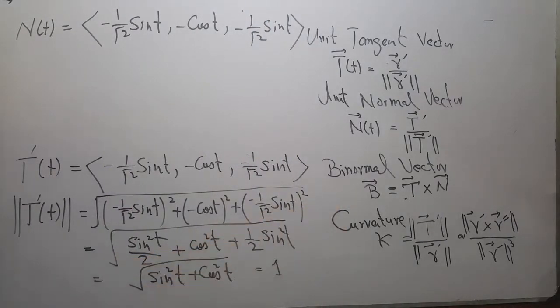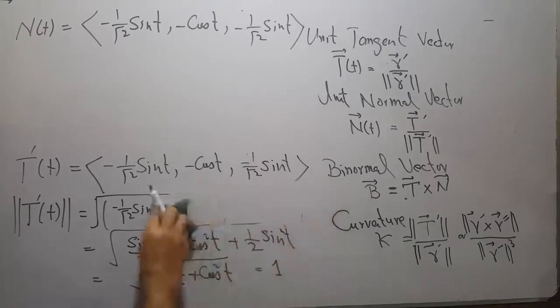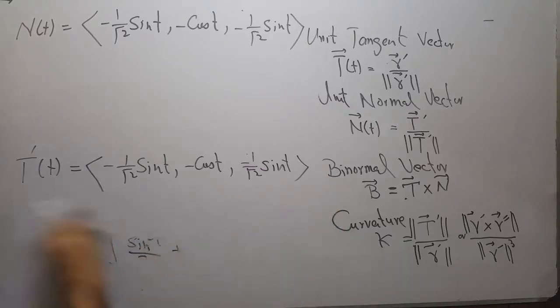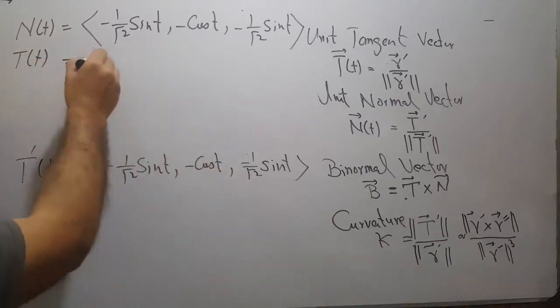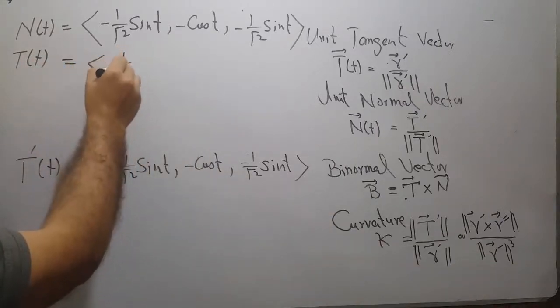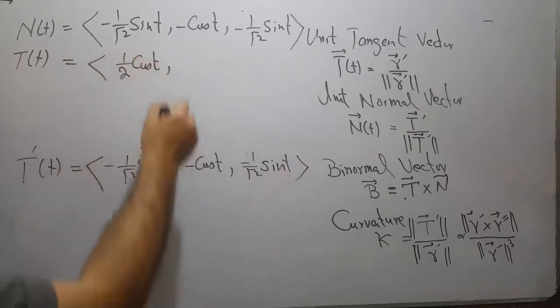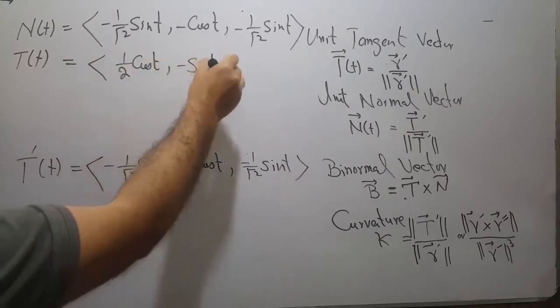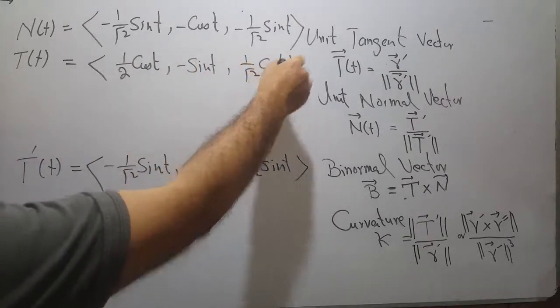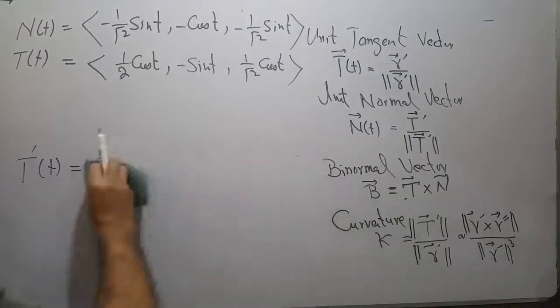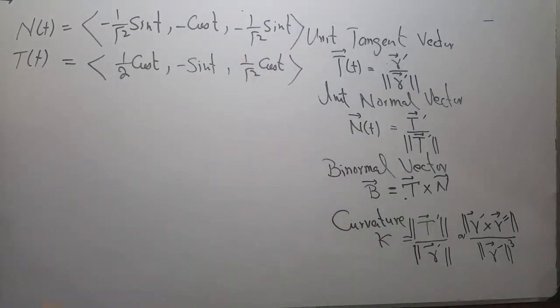Now the next one is the binormal. What you have to do is take the cross product of t and n. So the t value, what obviously we can write from here is 1 over square root 2 cos t, minus sine t, and 1 over square root 2 cos t. Now you just have to find their cross product.